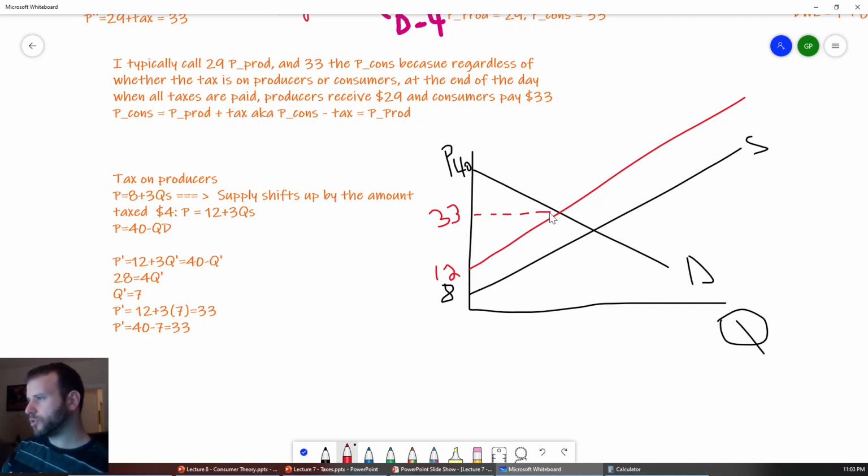33. So the producers charge 33, but then they have to pay the tax, so this is going to be my P-cons.